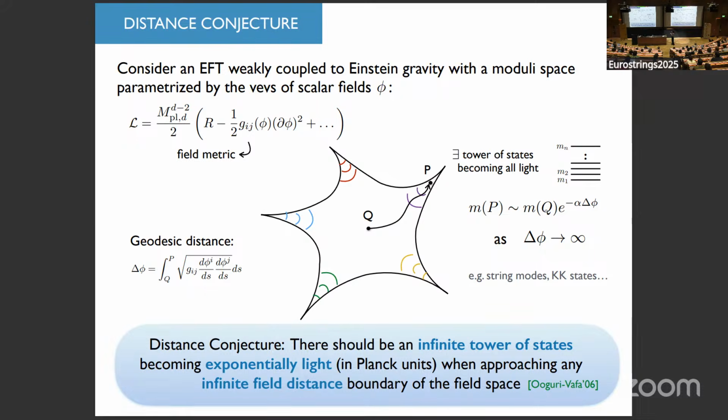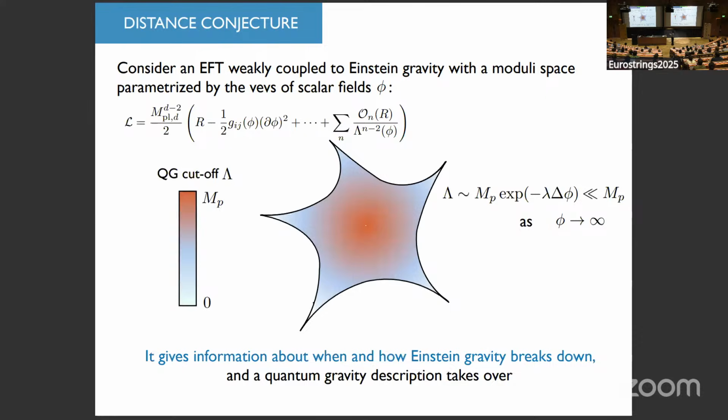Good. So this is interesting because it gives us information about when and how Einstein gravity breaks down. Whenever we find these towers like string modes or Kaluza-Klein modes, the QFT we had is not valid anymore, right? So it gives you information about the quantum gravity completion that takes over and what the nature of that theory is, like whether it contains strings or extra dimensions or what's going on.